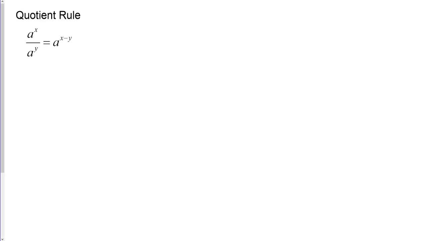In the quotient rule, let's say we have 5 to the 8th power over 5 to the 3rd power.